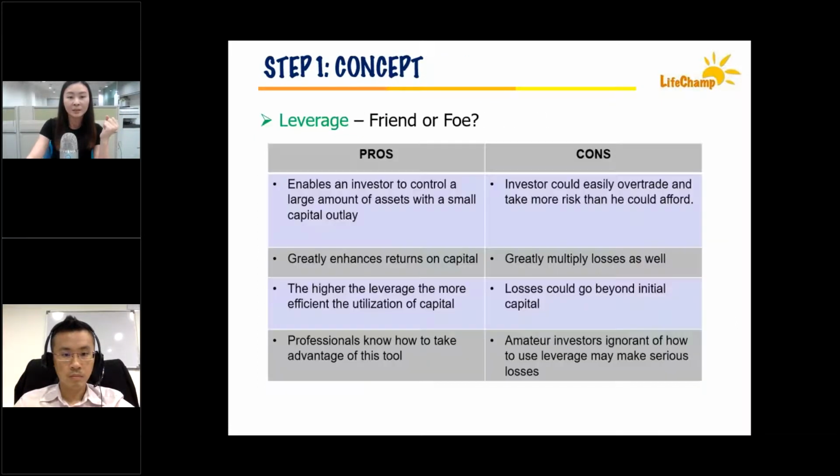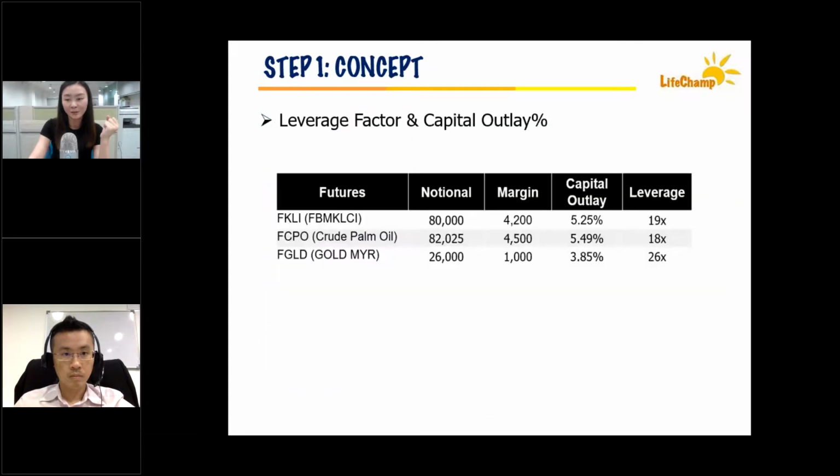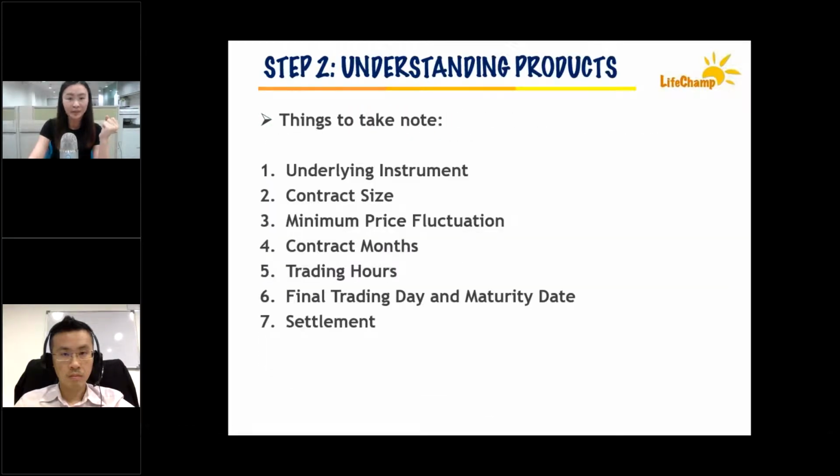So step 1 is about the concept, and I have covered the concept. With futures we can long and short, and we covered how to calculate the profit, the tick size, and the value size. Now we go for the next one, step 2, understanding the products.